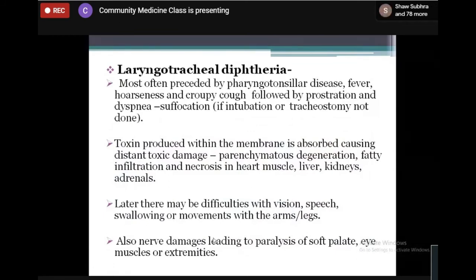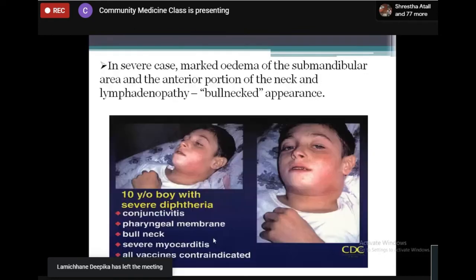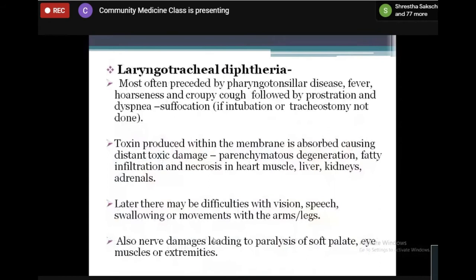Okay. The next type is laryngotracheal diphtheria. Laryngotracheal, as the name suggests, it affects the larynx and the trachea of a child. In pharyngotonsillar diphtheria, it affects the pharynx and tonsils. Here it will go further down, and is most often preceded by pharyngotonsillar disease. Inflammation of the larynx and trachea will not be possible unless it first affects the nose and pharynx, then tonsils, then it will move down to the larynx and trachea. So here also, most often preceded by pharyngotonsillar disease.